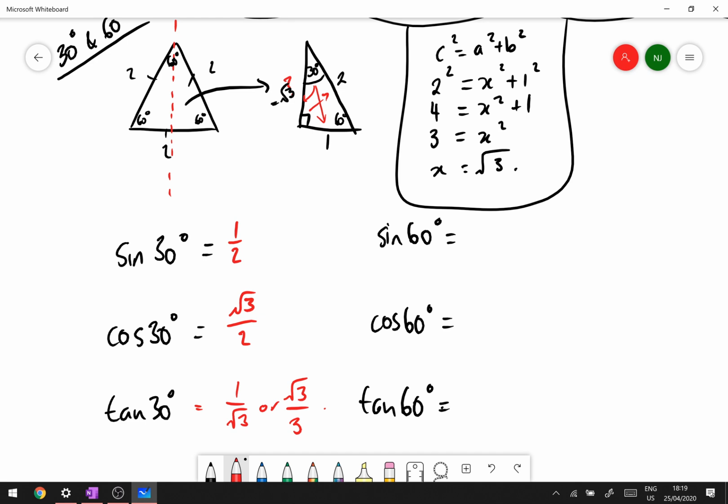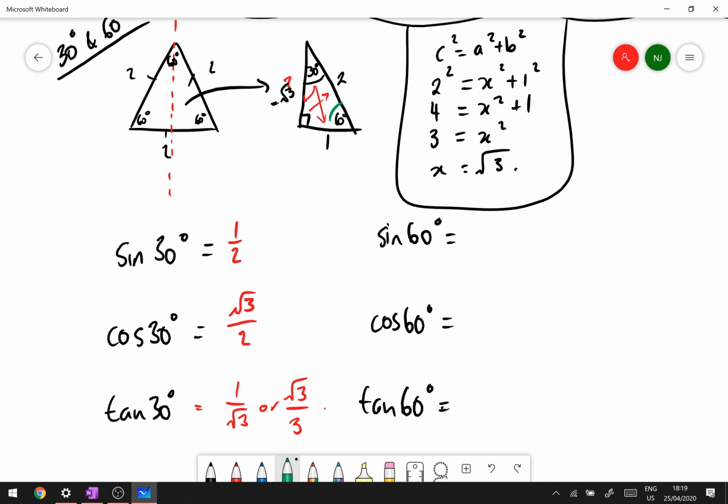We don't typically simplify that one, but you know, it's there. You know how to simplify surds, and you definitely know how to rationalize the denominator. Now when we do the 60 degrees, we need to focus on that 60 degree corner, and we're going to do the exact same thing.